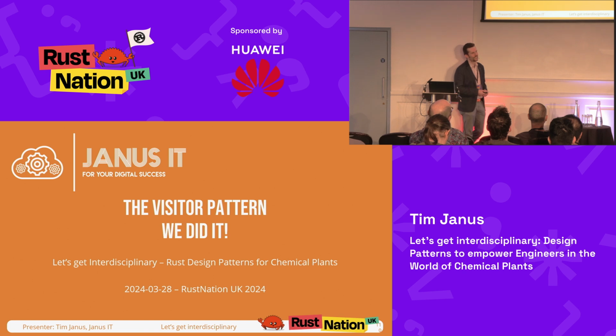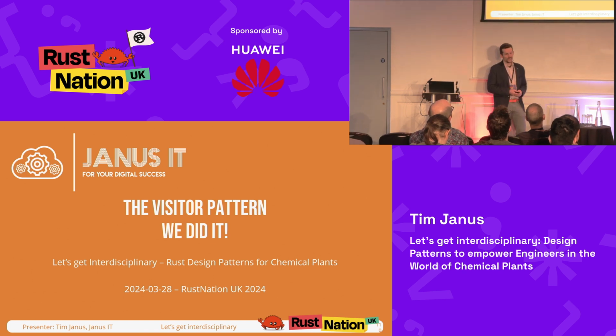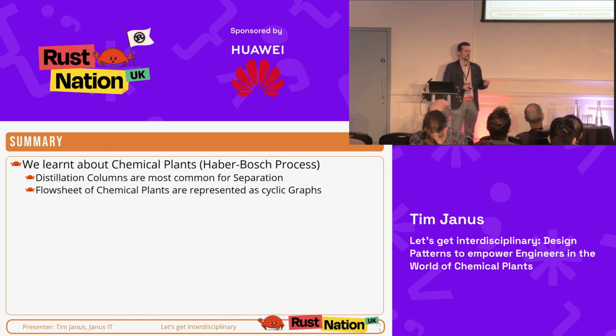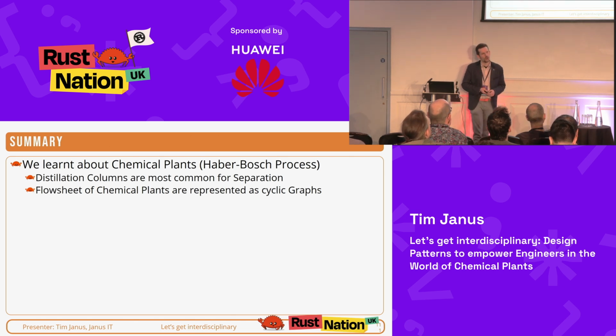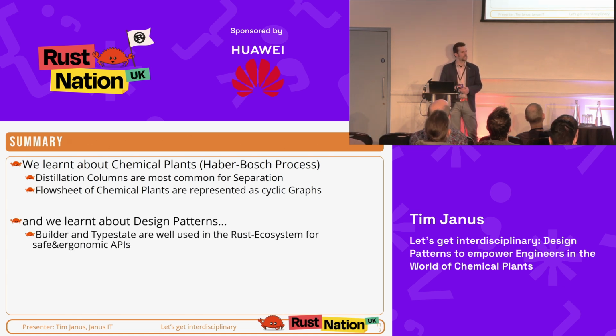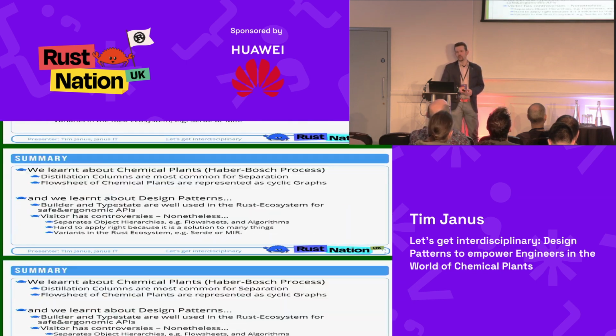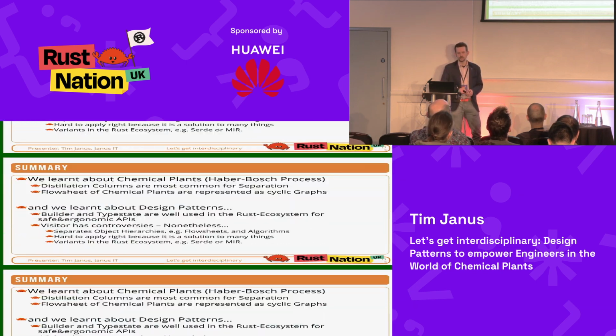So finally, we did it. We learned a bit about the Haber-Bosch process, how you could represent this in a flowsheet. And we then focused on distillation columns, which are in fact the most common separation operation in the chemical industry. And we learned about the builder and the type state pattern that are very well used in the Rust ecosystem. And we decomposed a bit of the complexities of the visitor pattern.